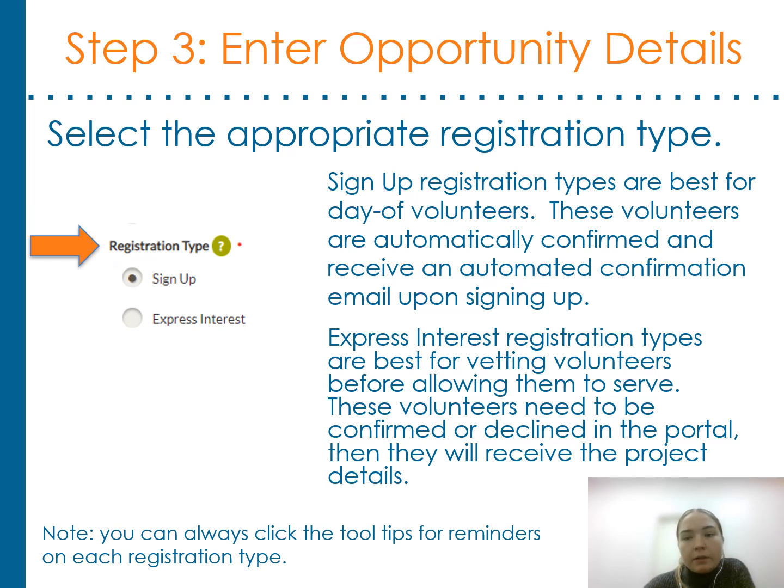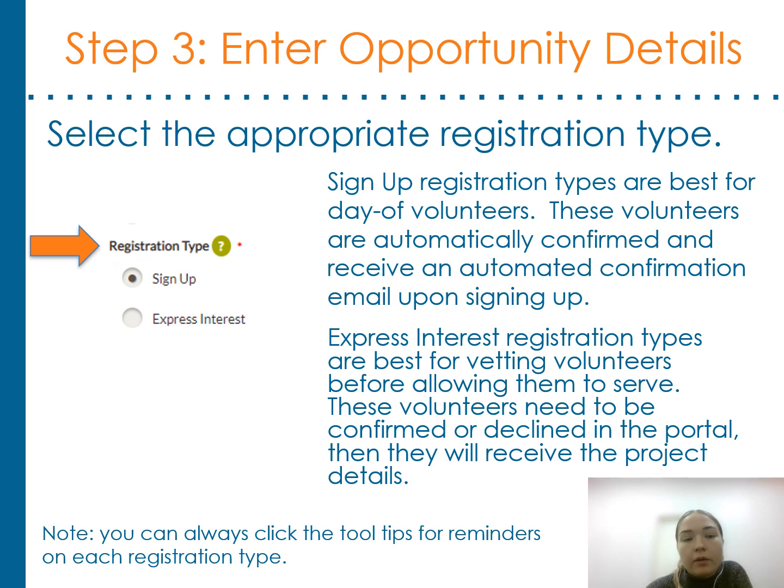So it might be helpful when thinking of registration type to ask yourself how you want the volunteers to register. Do you want the volunteers to sign up, receive the project details, and show up? If so, you would want to select the sign-up registration type. This is best for day of volunteers, meaning that the volunteer just needs to show up the day of the project and serve the specified hours at the location listed.